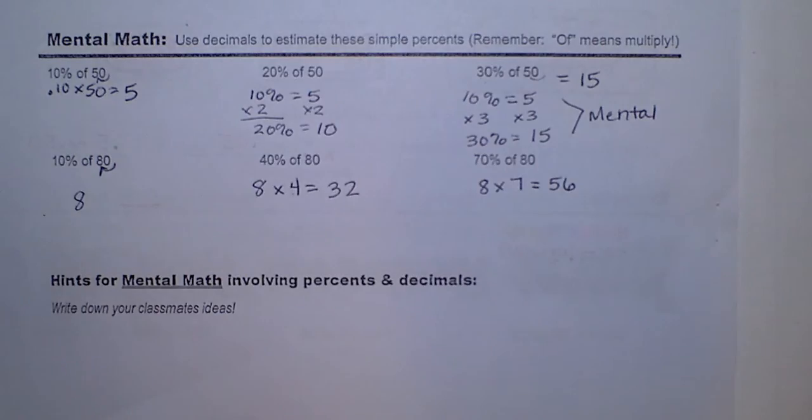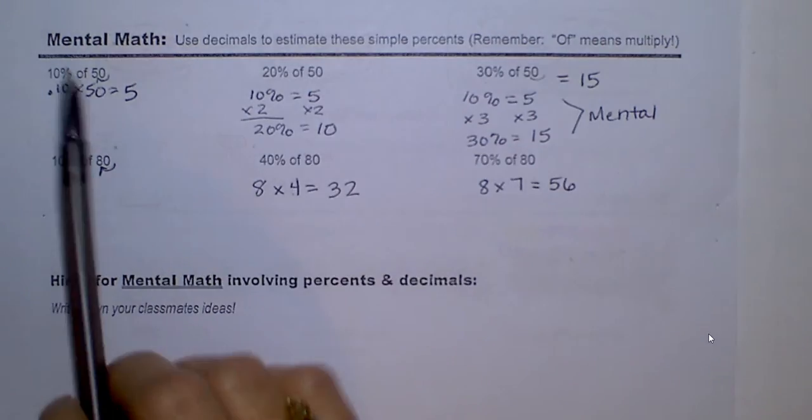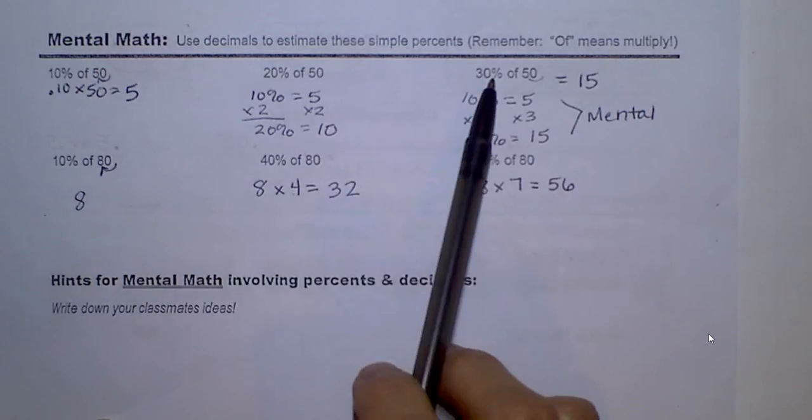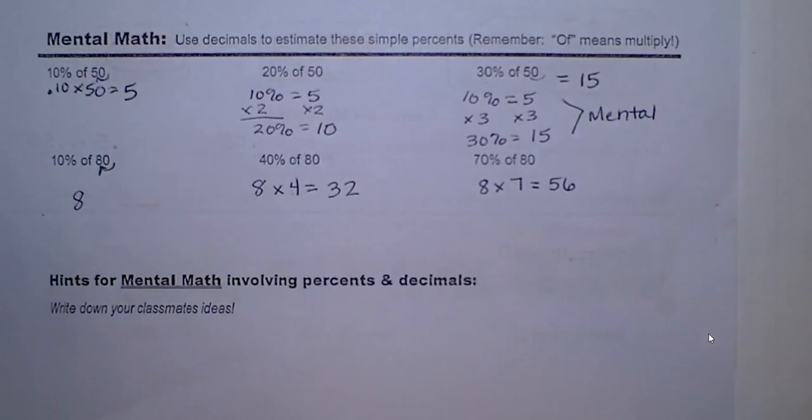And that's just one quick way to do mental math involving percents, like 10%, 20%, 30%, 40%. You can do that with 50, 60, 70, 80, and even 90% as well.